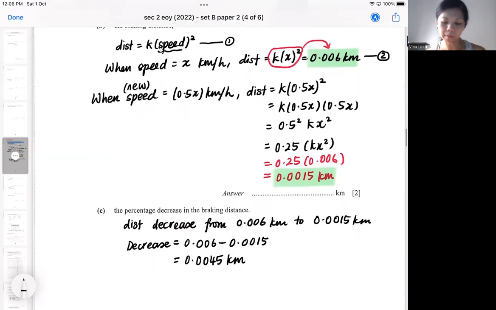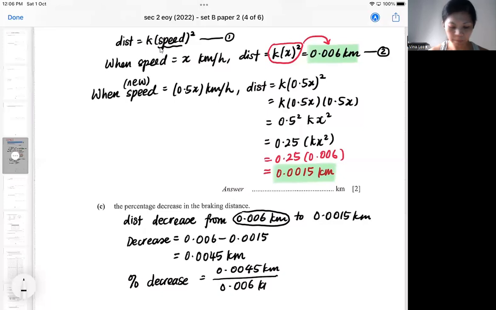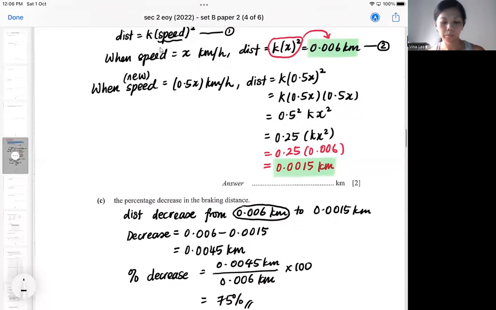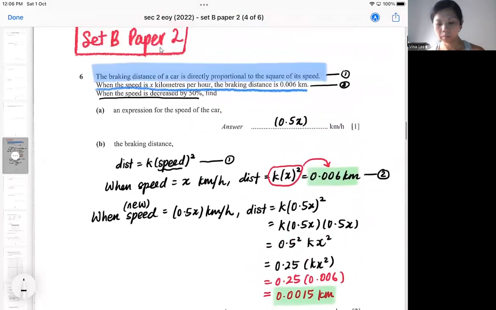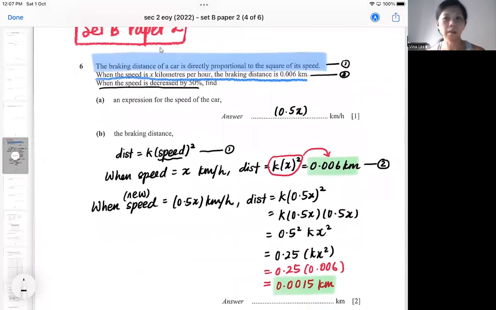So that is the amount of decrease. We are decreasing from this amount. So our percentage decrease will be 0.0045 over 0.006. So you will see a 75% decrease. So that is question 6 on the topic direct and inverse.